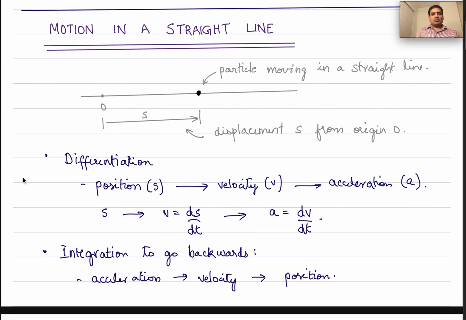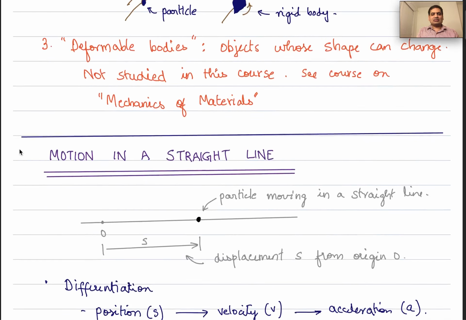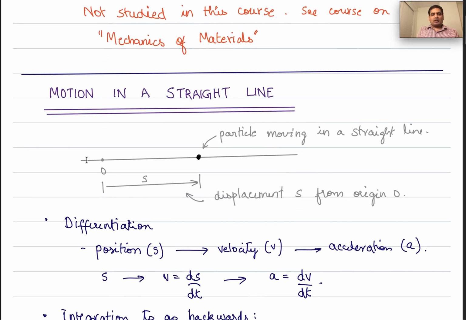So let's move on to motion in a straight line, specifically motion in a straight line of particles. Okay, imagine we are going in a straight line. That's a straight line. This is the origin, and this black dot is a particle moving in a straight line. Okay, and we are representing the position of this particle with respect to some origin by this symbol s, this variable s, which is a displacement s from origin O. Or it's a position of this particle on the straight line.